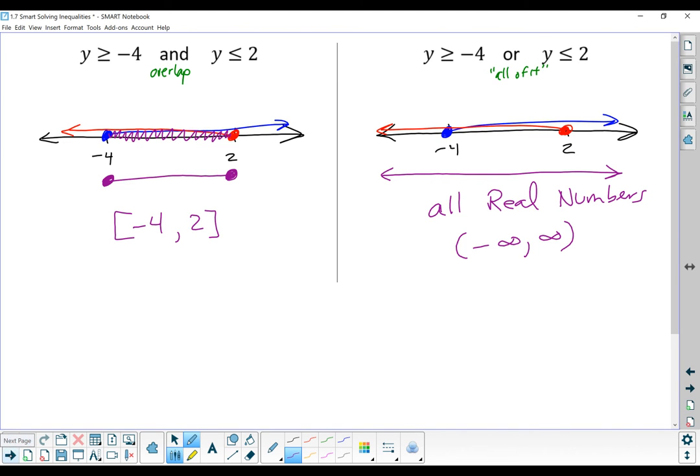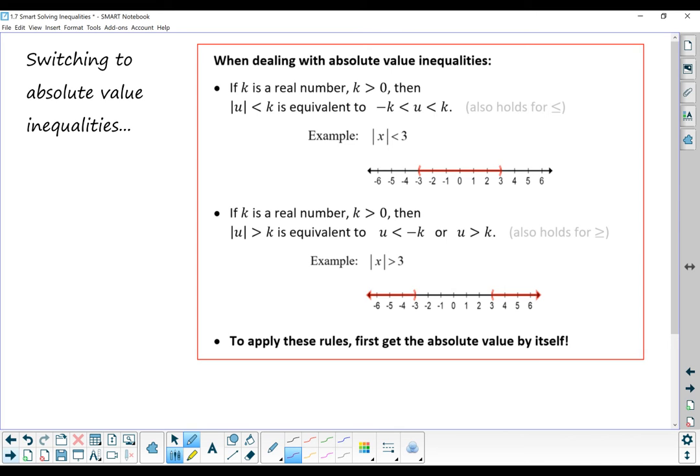All right, so switching now to absolute value inequalities. When you're dealing with absolute value inequalities, there are two different types that can come up. The first situation is that we have a positive number here, k greater than 0. If we have an absolute value that is less than a positive number, then we can turn it into this compound inequality to get our solution. So, for example, if we knew that the absolute value of x is less than 3, we would translate that into negative 3 less than x less than positive 3. And you can see the graph of that solution below.